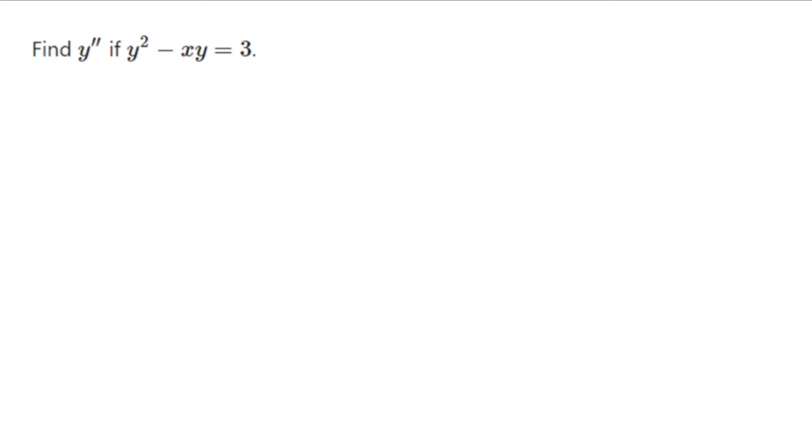Find the second derivative if y squared minus x times y equals 3. So we're going to do implicit differentiation here. So we start by taking the derivative of both sides. At this point I'm already breaking it up into the two separate derivatives on the left-hand side.